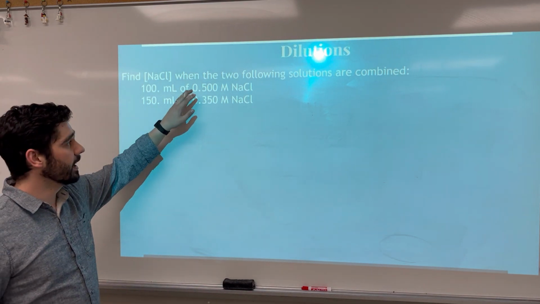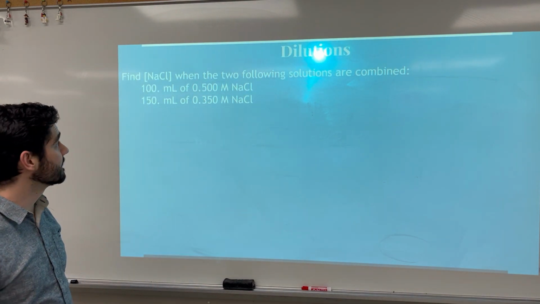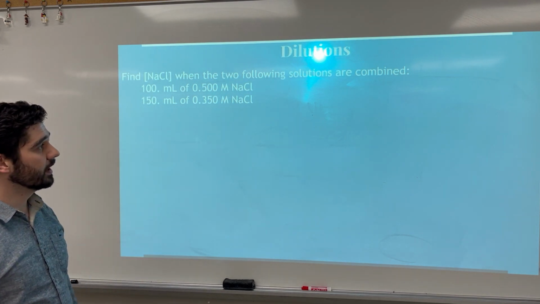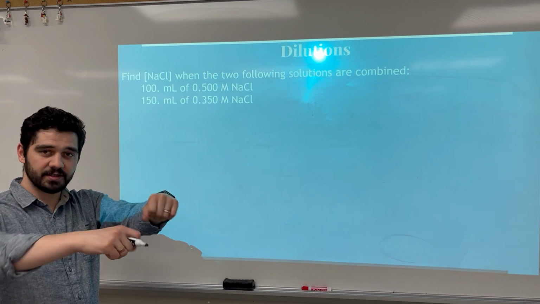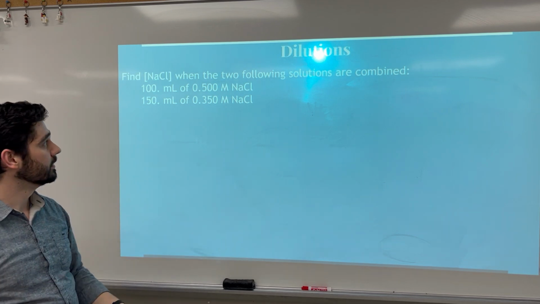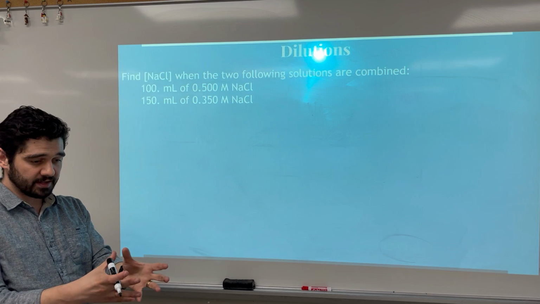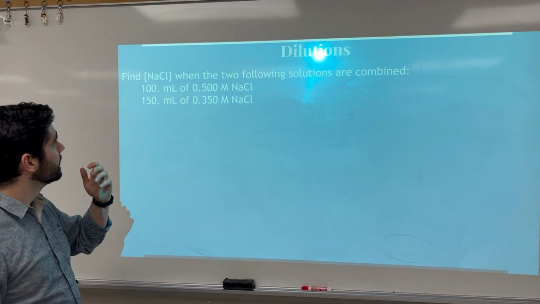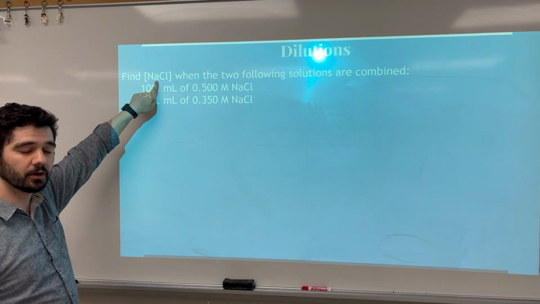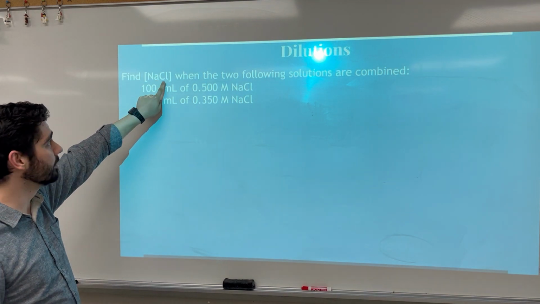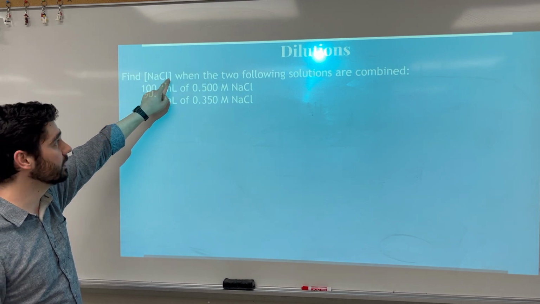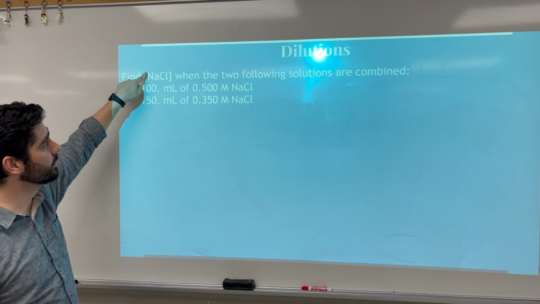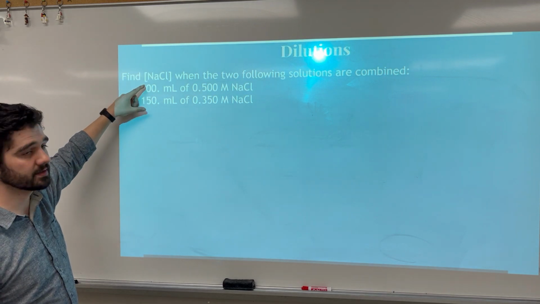Okay, so I have 2 solutions of sodium chloride, different volumes, different concentrations. And imagine if I just poured them together into a single container. Okay, I still have a container with water and sodium chloride, right? I just dumped it all together. But I want to know what concentration do I end up with? Okay, remember the square brackets means molarity. So what molarity of sodium chloride do I end up with if I take both of these and pour them together?